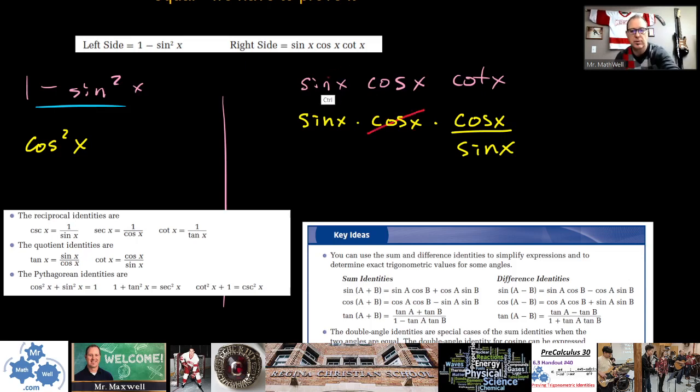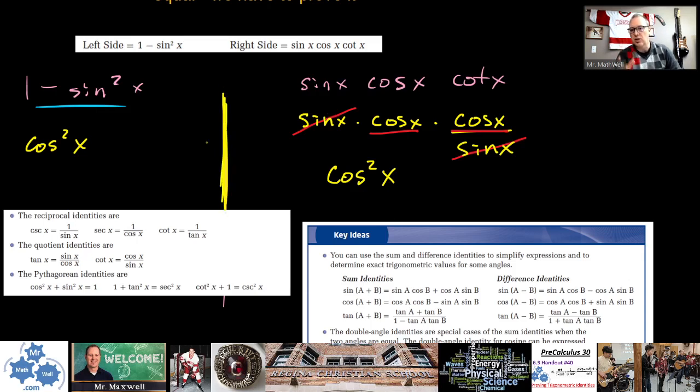I have a sine x in the numerator, and I have a sine x in the denominator. And so when you have a factor on top and on the bottom, you can divide those out. That's like sine over sine. And so with those gone, what's left? I'm left with cos x times cos x, which actually equals cos squared x. So what I've done here is notice I have this line here. That's on purpose, that line.